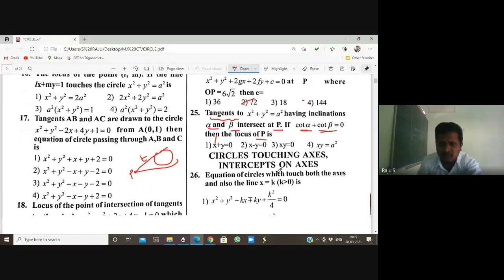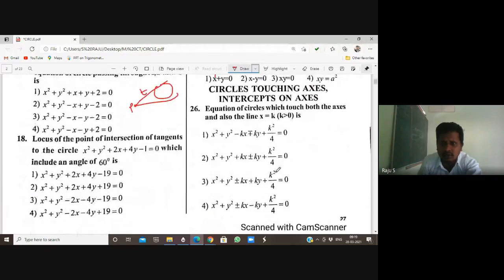Coming to the next one: circle touching the axis, intercept on axis. Nothing but this is touching the axis. Maybe the circle touches the x-axis. Maybe the circle touches the y-axis. Maybe the circle touches both axes. Maybe the circle intersects the x-axis. Maybe the circle intersects the y-axis. Maybe the circle intersects both axes.